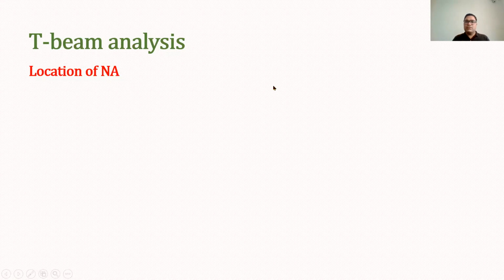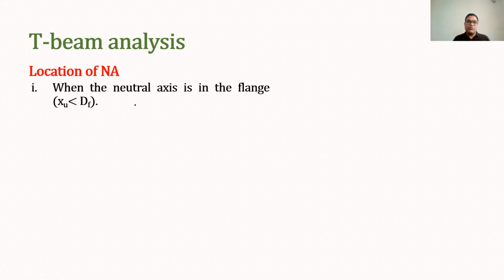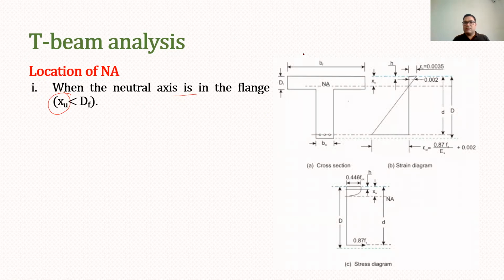Hello, welcome back. So in the previous part, we have seen the different cases for analyzing the T-beam or L-beam. We have seen that all the cases are dependent on the location of NA. So now in this part, we will discuss each case with the help of sketch. The first case was when the neutral axis lies in the flange, and it means that the depth of neutral axis will be less than Df. So this is the case.